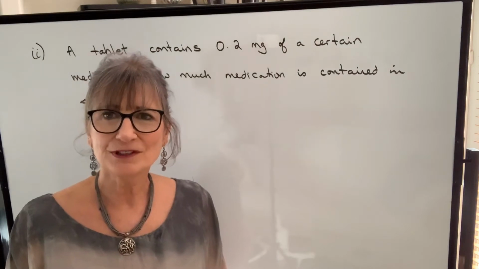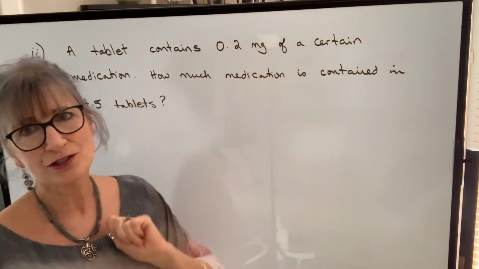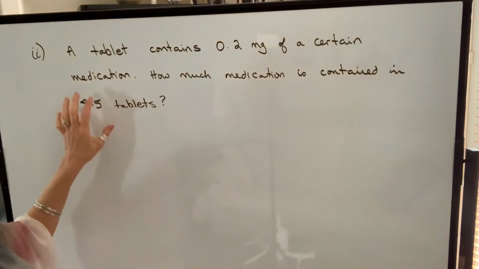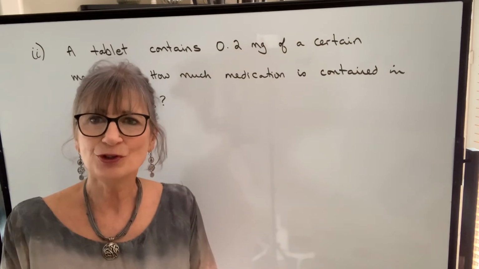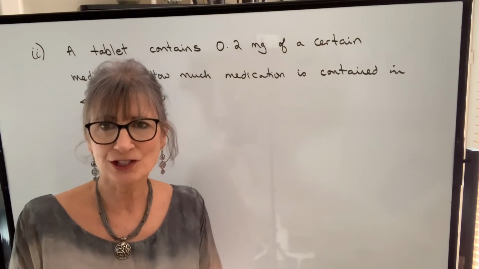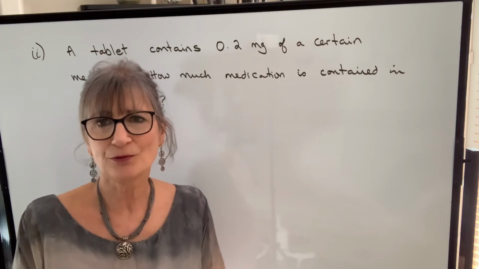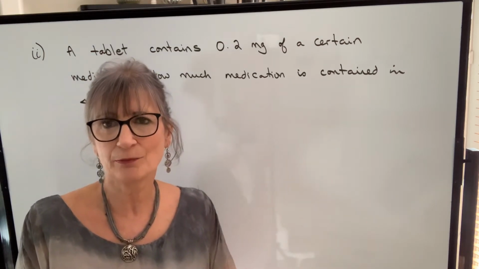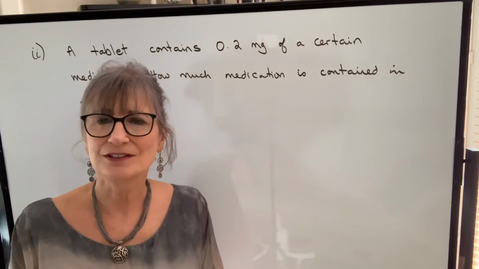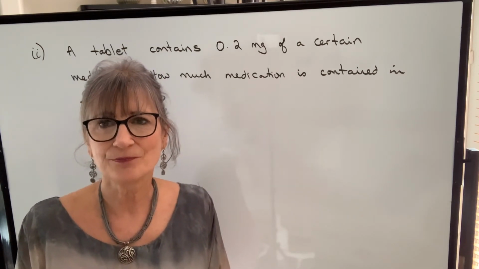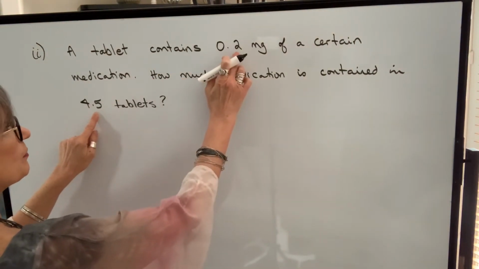It might be helpful to think of this in terms of whole numbers. If that had been a 2 instead of 0.2, and if this had been, let's say, 45 instead of 4.5, if you knew you had 2 milligrams of medication in each tablet and you had 45 tablets, you would probably know that you should multiply 45 times 2 to get the total amount of medication. We do exactly the same thing with this question. It's just that we're working with decimals. So we're going to multiply 4.5 tablets times 0.2.